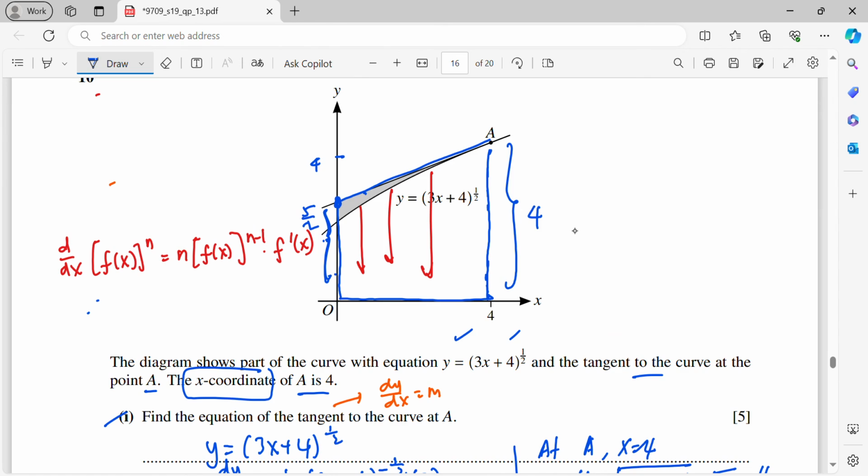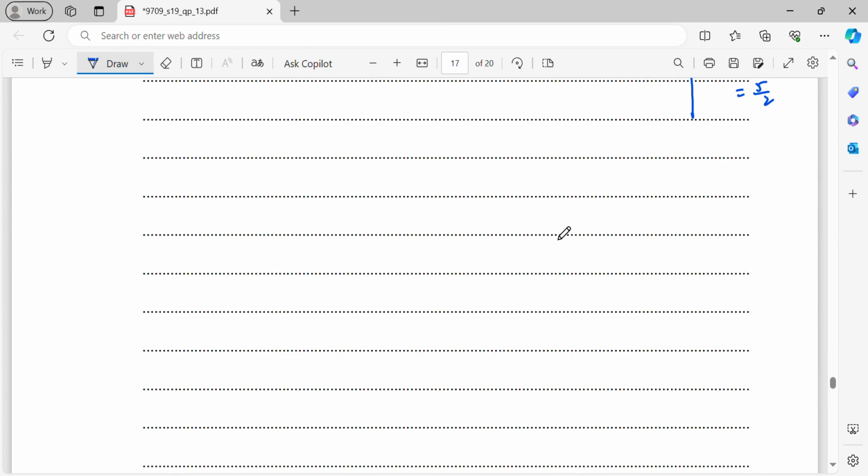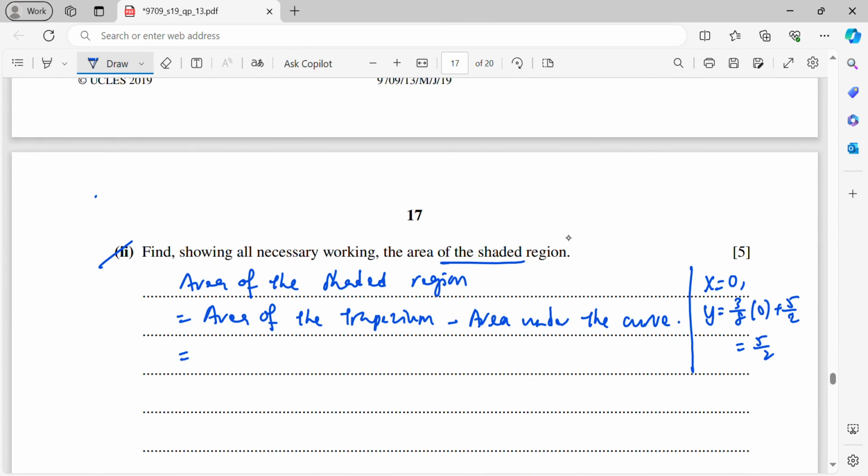So now the trapezium area is half times the sum of the parallel sides. These two are the parallel sides, and then times the height here. So I will write half of (4 plus 5 over 2) times 4. Then minus the area under the curve.